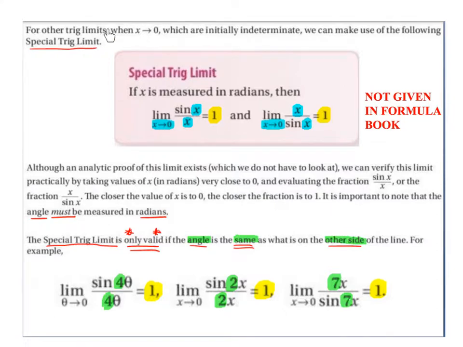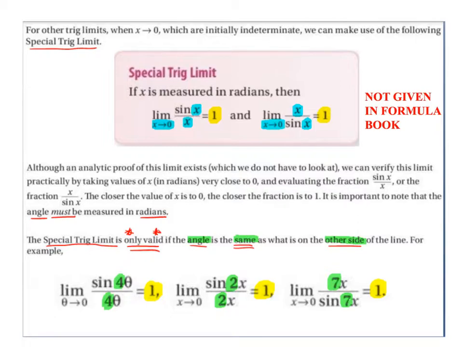For other trig limits, when x approaches 0, which are initially indeterminate, we can make use of the following special trig limit. It's not given in our formula book. If x is measured in radians, then the limit of sine x over x as x approaches 0 is 1. And the limit of x over sine x as x approaches 0 is also 1. So it doesn't matter if x is the numerator or the denominator, or sine x is the numerator or the denominator. If x is approaching 0, we end up getting 1. So this is not in our formula book.